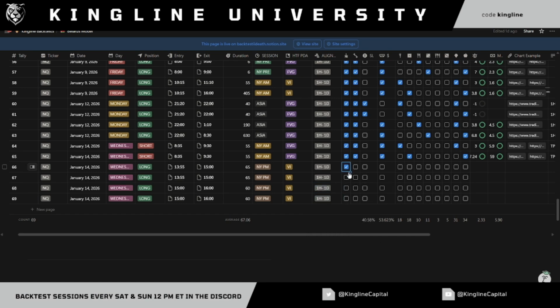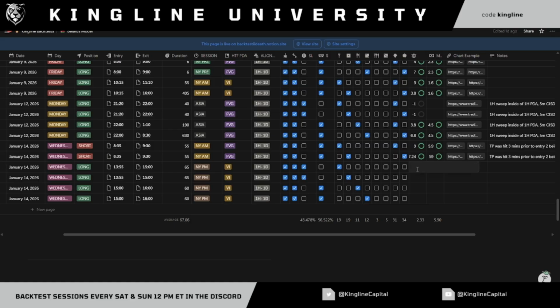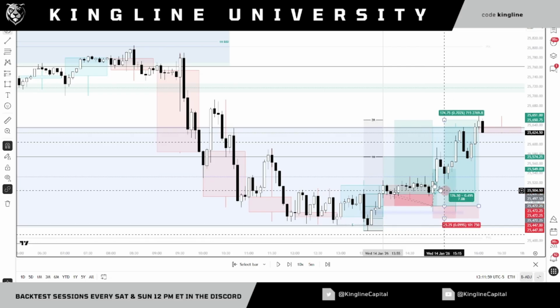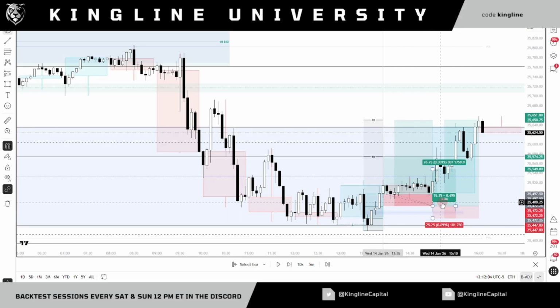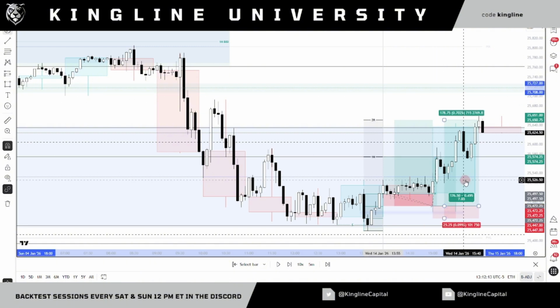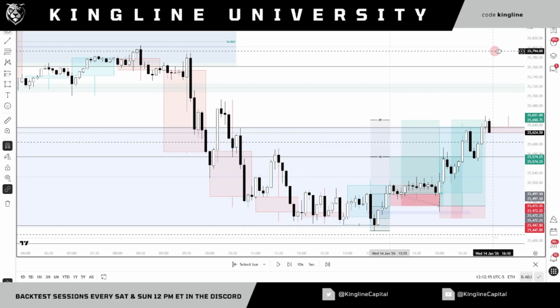And we have the sweep and CISD of all. First 2 entries get stopped, last 2 make money. Entry 1, entry 2. And this hits 3R. How's that possible? Because that TP is incorrect. This hits 4R and that's hit 7R.